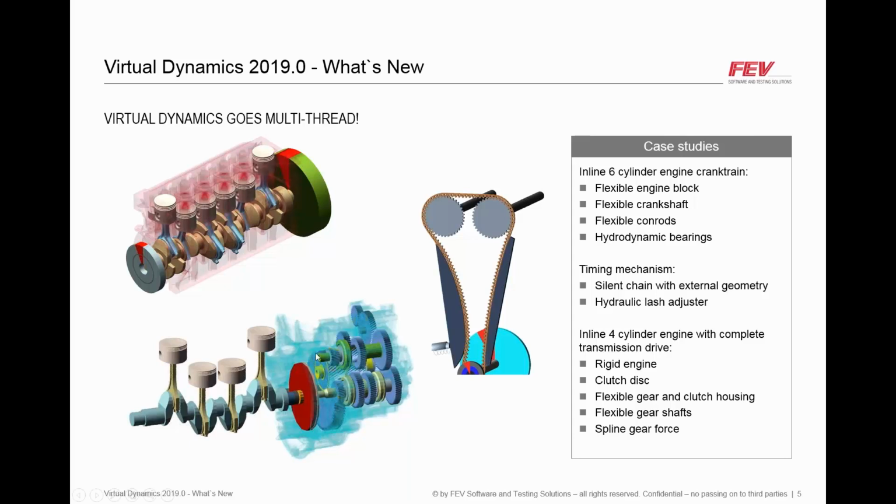And the other study is about a gear train. Actually, it is a transmission that is coupled to an inline four-cylinder engine. The engine is rigid for this case. We have a clutch disc, flexible gear and clutch housing, and flexible gear shafts along with spline gear force.